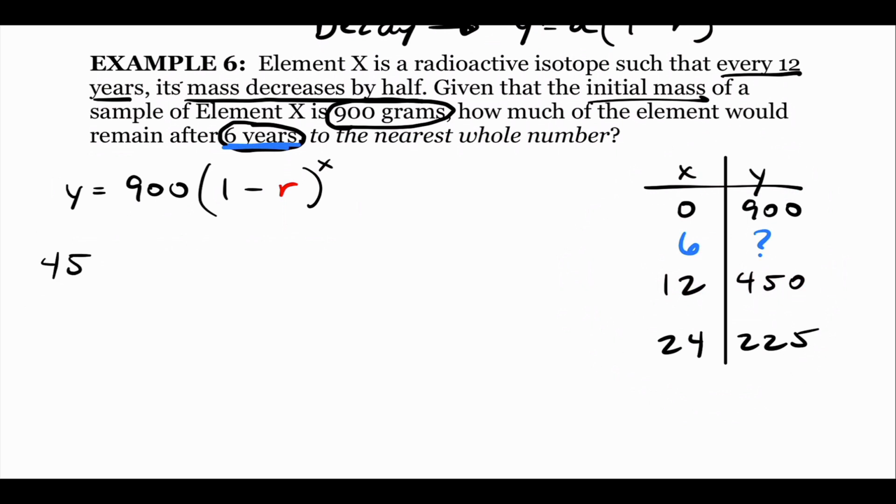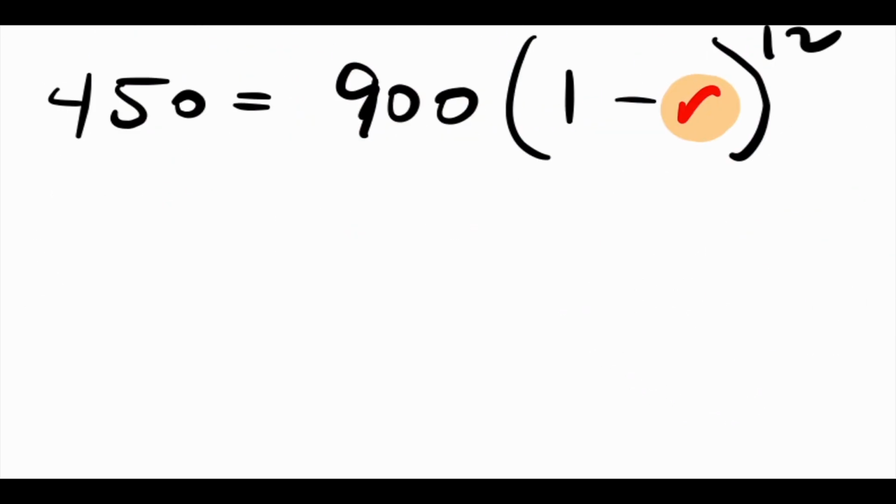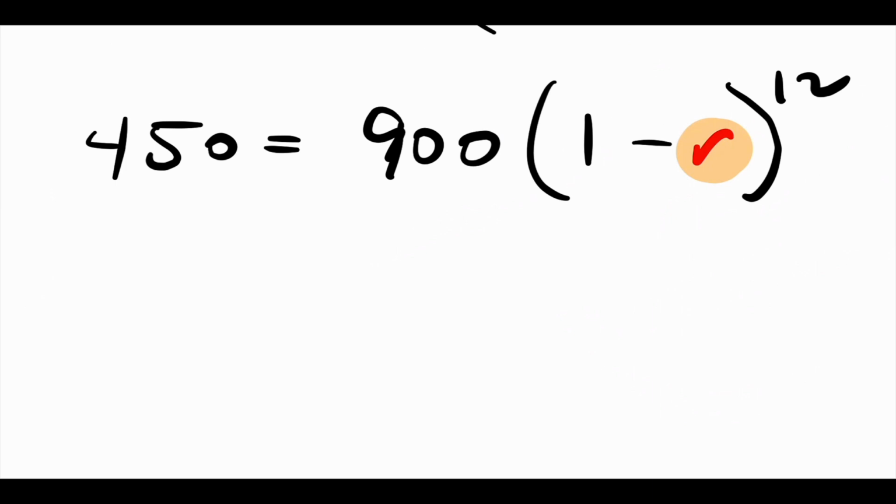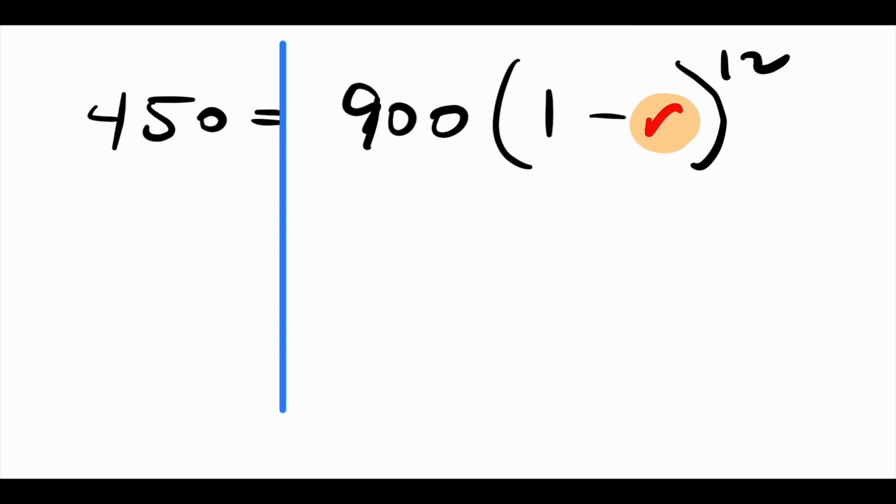So 450, 900, 1 minus R. I don't know R. I'm trying to solve for R. But I know this guy is 12. Okay. So let's look at this guy here. Focus on this guy here. How do I solve that guy for R, right? How do I solve it? In other words, remember we did this, and then we solved for R. We solved for whatever letter. How would we do this guy here?